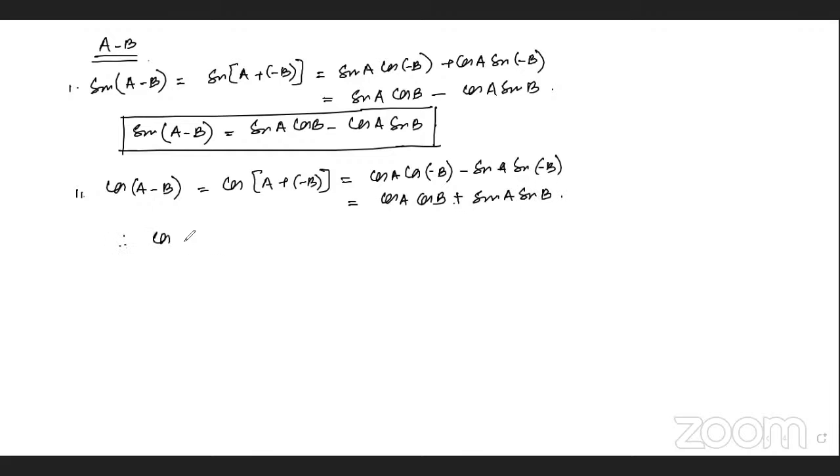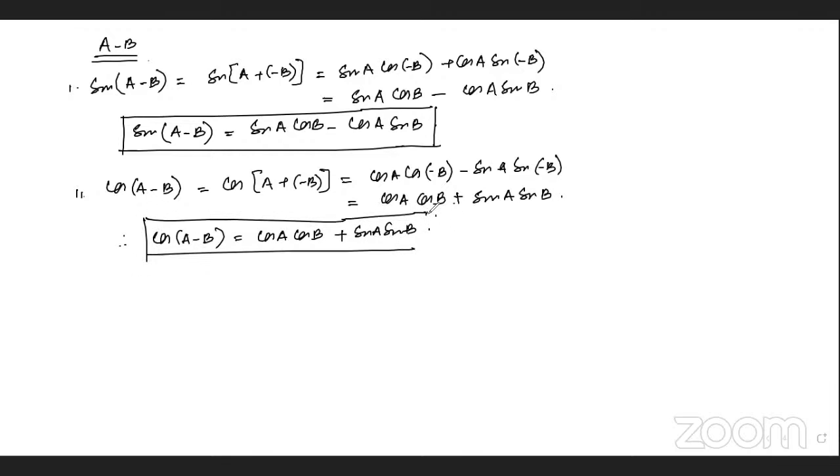So therefore cos of A minus B is equal to cos A cos B plus sine A sine B. So this is the second in the group. That means when the compound angle is A minus B, the third one will be tan of A minus B. And tan of A minus B is equal to what? We can write it as tan of A plus minus B, okay?